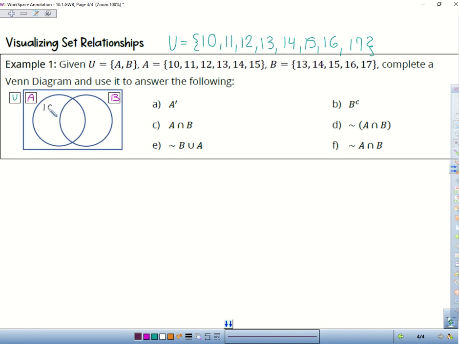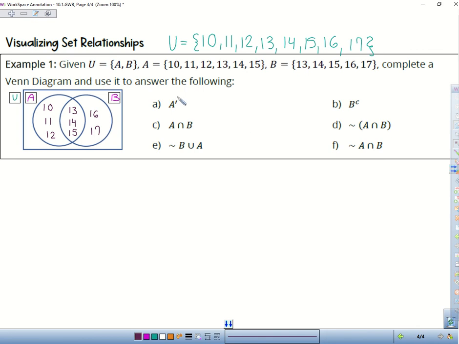10, 11, 12. 10, 11, and 12. Good. What part of set A is going to go in the overlapping section? 13, 14, 15. Very good. And lastly, what part is going to go in just the B section that's not overlapping? All the rest of them. 16 and 17. Very good, 16 and 17. So does anyone have any questions about how we wrote these numbers and why we wrote them where we did?